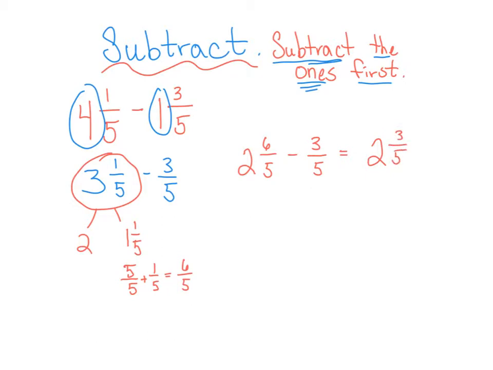So now we've got 2 wholes and 6/5 take away that 3/5, and we are now left with 2 3/5. Now look at our fraction, 3/5. Can this be simplified? No, because 3 and 5 do not share any common factors. So 4 1/5 take away 1 3/5 is equal to 2 3/5.